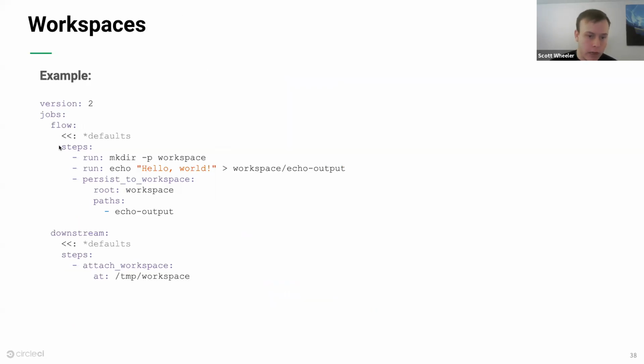In this case, the definition's not in there. Defaults is a YAML anchor that refers to a definition which says basically the execution environment. So in this case, probably using Docker. We'd use CircleCI/node as the image, and that would exist in defaults. So in this case, we're using defaults for each of the jobs. That way we only had to define our execution environment once, even though we're using it in several different jobs.